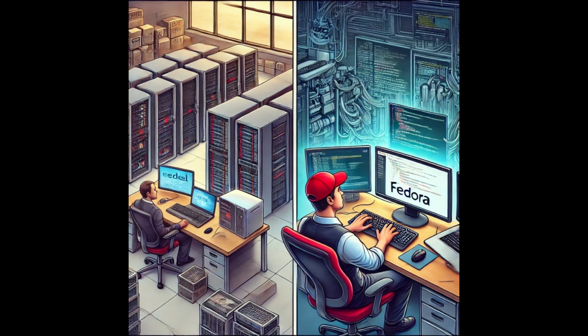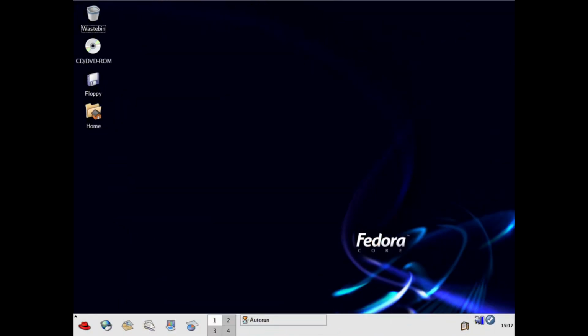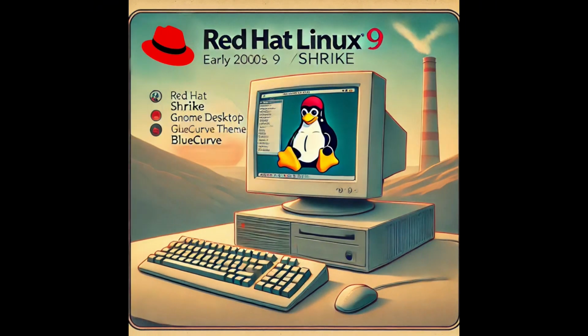For many users, Red Hat Linux 9 was a bittersweet release. It represented the pinnacle of the Red Hat Linux series, but also the end of an era. The move to RHEL and Fedora signaled Red Hat's transition from a company focused on desktop Linux to one that prioritized enterprise solutions. Today, Red Hat Linux 9 is remembered fondly by those who used it.